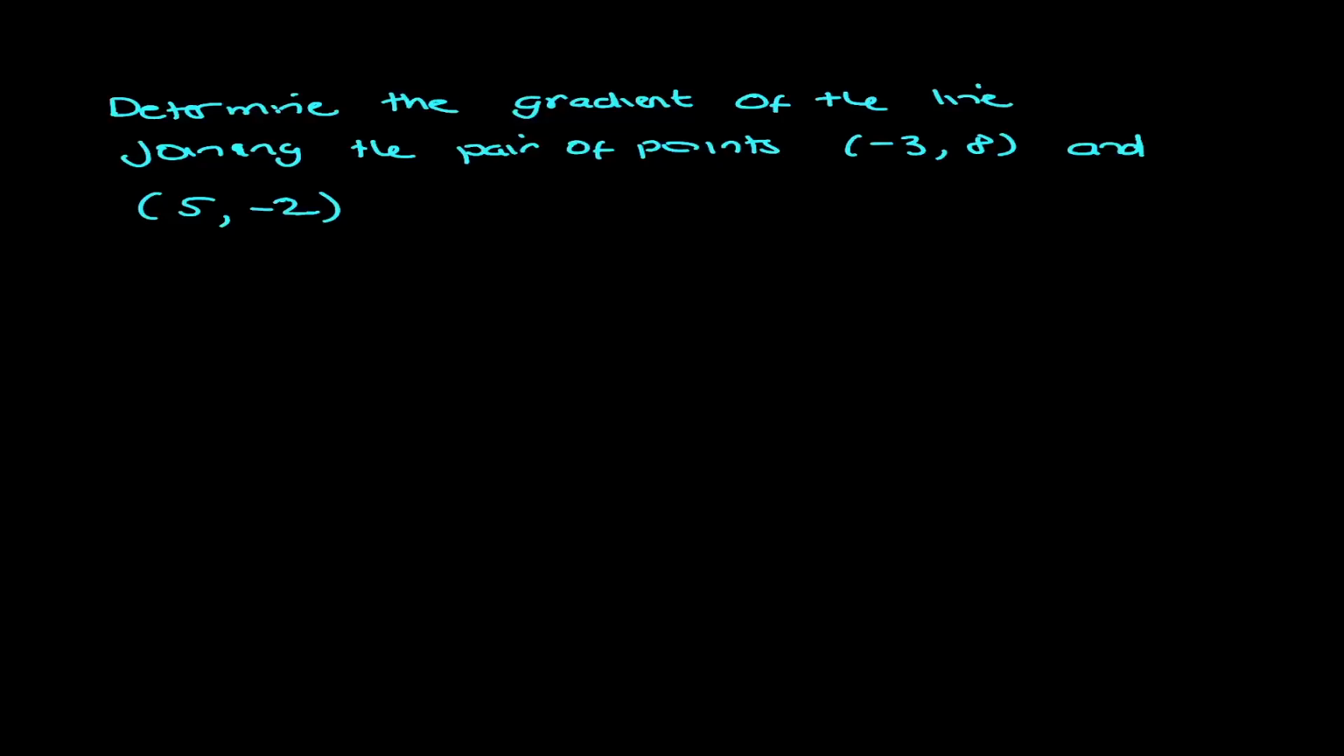Hi and welcome back. Today we're going to learn how to work out the gradient of a line when you're given 2 points. So let's give this question a go. It says determine the gradient of the line joined by the pair of points -3, 8 and 5, -2.